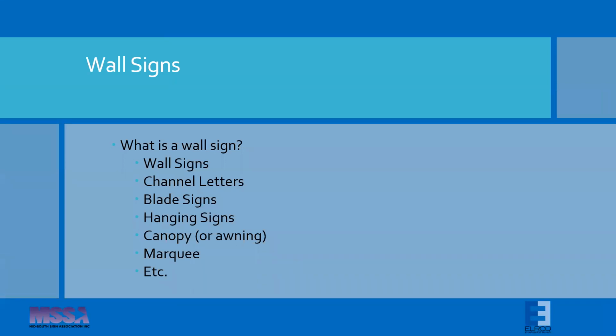A lot of people use different names for signs, so it's important to use the same definitions. First, what is a wall sign? To state the obvious, it is a sign that is connected to something else, typically a building, but there may be some variations.